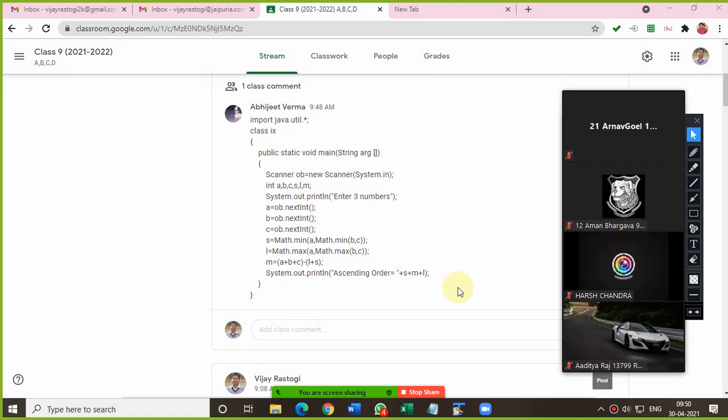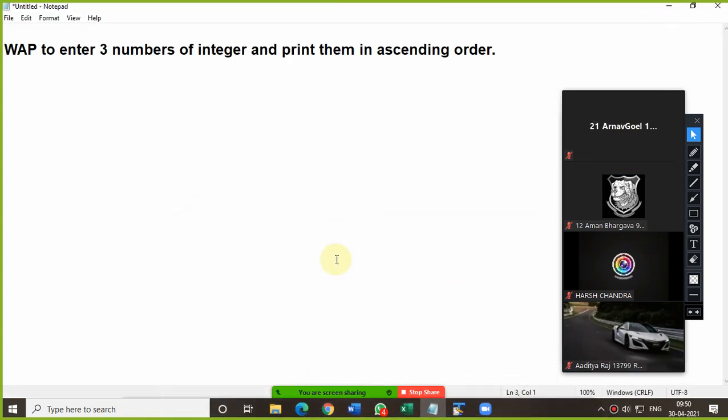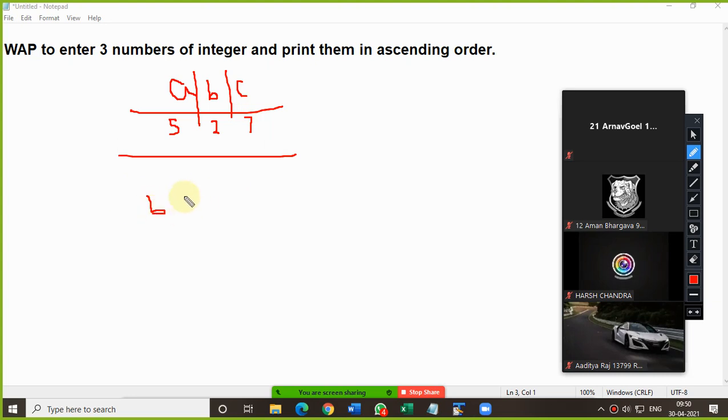Okay, sir. But actually this is correct also. Don't think this is wrong. But you should know the logic behind this. How we are supposed to find, how we are supposed to print them in ascending order. See, just try to understand, those who are not getting. Suppose you have entered three numbers A, B and C. Maybe the values you have entered here are 5, 2 and 7. So the correct sequence must be B, A, C.